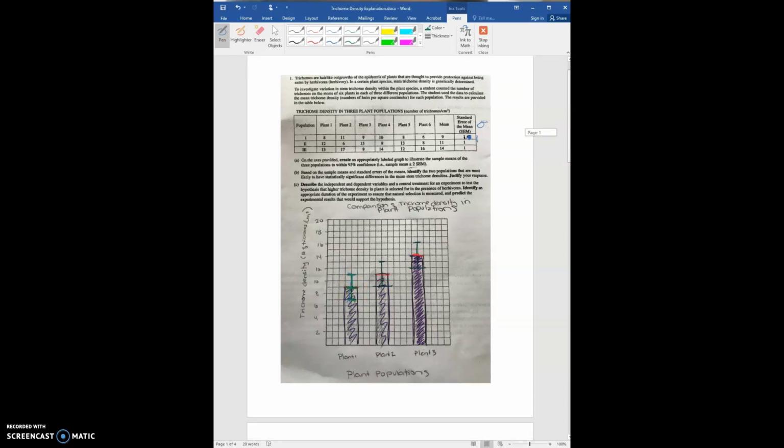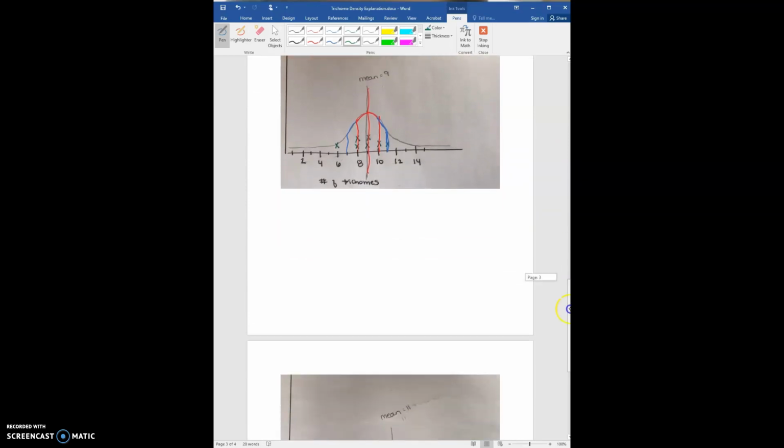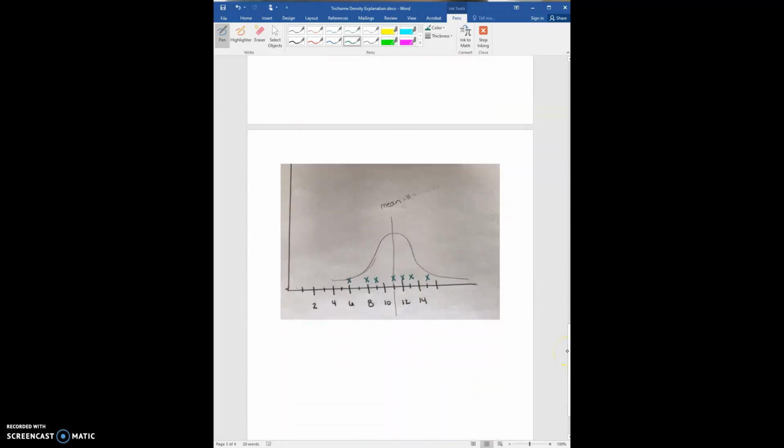Let's do one more. If you totally get this, then go ahead and click out, but we're going to do the second population. We said that the mean was at 11. If our mean is right down the middle here at 11, here's our normal distribution curve. And we want to know with 95% confidence that if we were to pick up a plant and count the number of trichomes on it, it would fall within this range. So we said here and here.